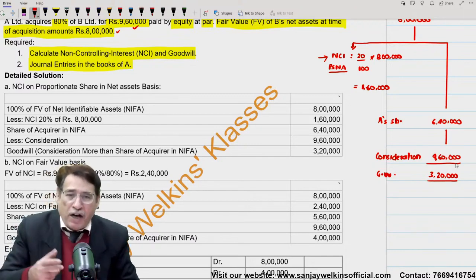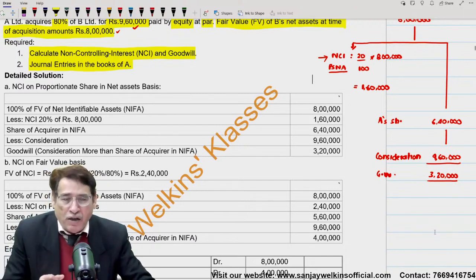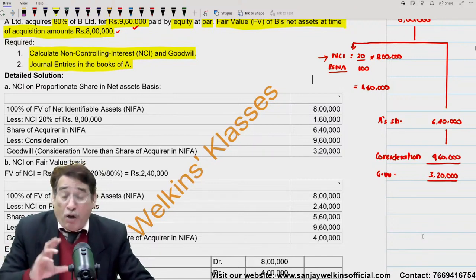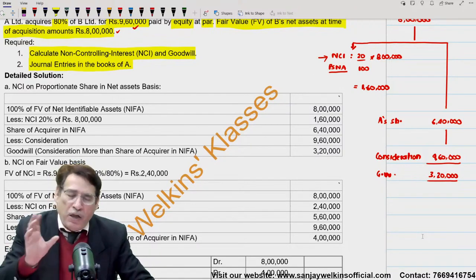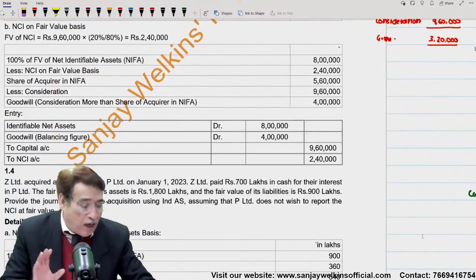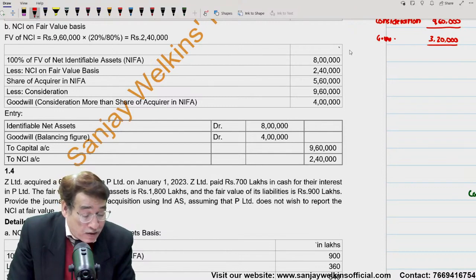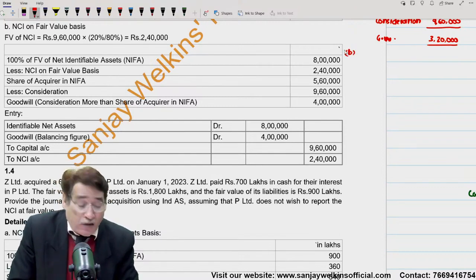But now I will try to prove to you, as I told you earlier, that even though NCI can be measured either at PSNA or on a fair value basis, the ultimate effect will remain the same. I will prove that in a short while, but just pay attention. Let us say the same question I am solving now, taking NCI at fair value.